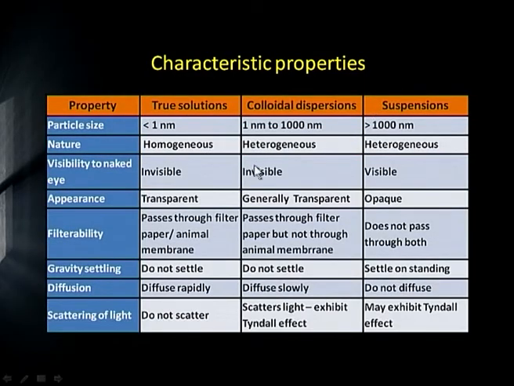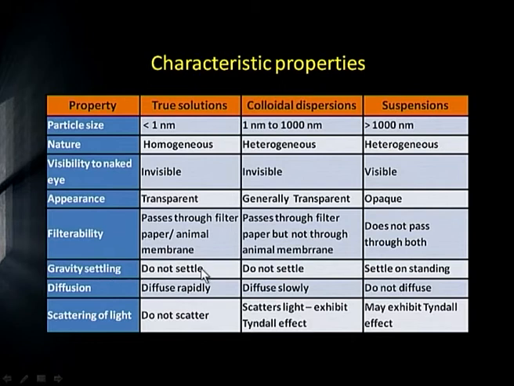The characteristic properties of these systems can be tabulated here. In the table you can see the properties that we just described: particle size, nature, visibility to the naked eye. The appearance, if you look at it, the true solutions are transparent, colloidal dispersions are generally transparent, whereas suspensions are opaque. Filtrability we have seen, they easily pass through animal membrane and definitely through filter paper. Here passage through filter paper is unhindered, whereas through animal membrane it is prevented. And in the case of suspensions, particles are large enough so that they do not pass through both the filter paper as well as the animal membrane.